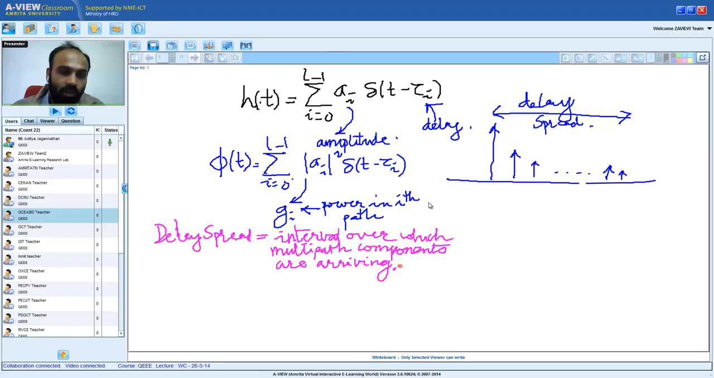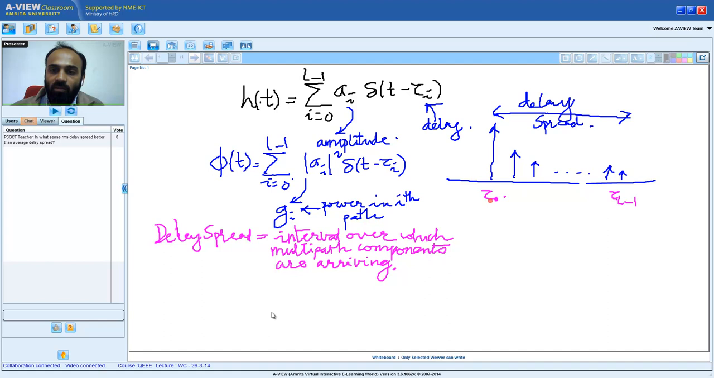For instance, depending on the distance, delay itself can be large or small. But the delay spread is something different. It depends on the number of scatterers, the number of multipath components and the interval. It is related to the difference between tau L minus 1 and tau 0, rather than simply the values of tau 0 and tau L minus 1. That is, it's not related to a high or a low delay, but to the length of the interval over which these different multipath components are arriving. Alright, I hope that is clear.